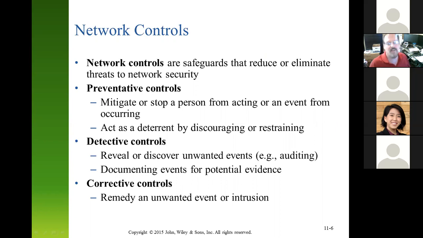The most common control that most of you are familiar with is a preventative control. This mitigates or stops a person from acting or an event from occurring. It acts as a deterrent by discouraging or restraining somebody from acting. What is an example? Can anybody think of an example of a preventative control? A password? Yeah, a password. That's at the application layer. How about a door lock? That's also a preventative control.